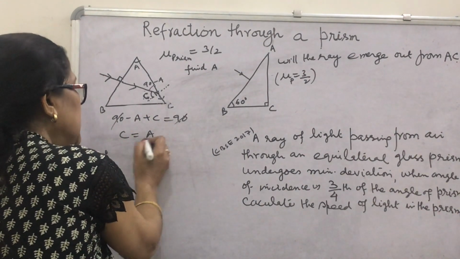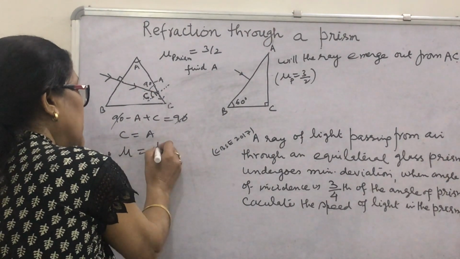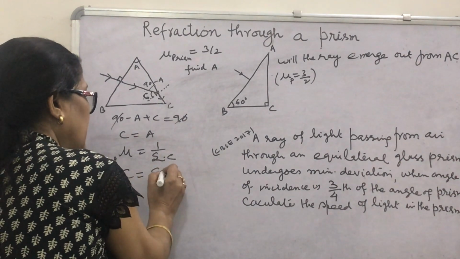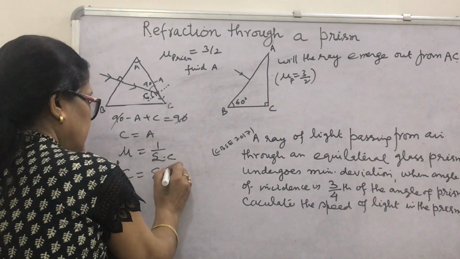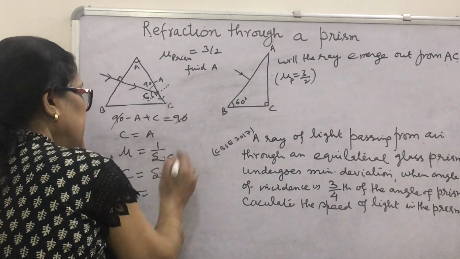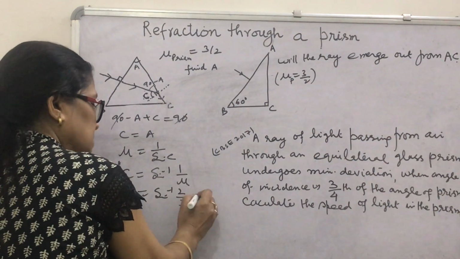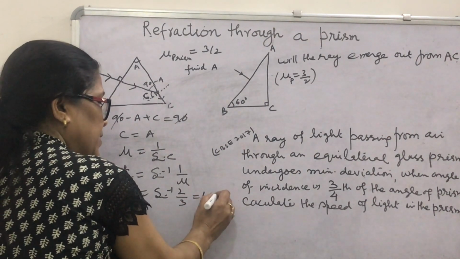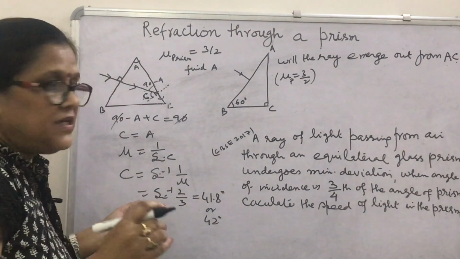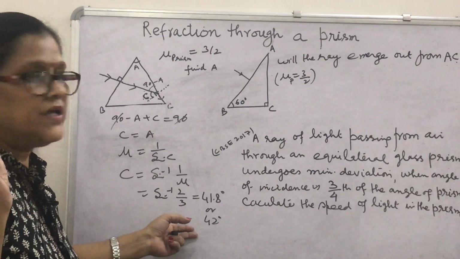If critical angle is equal to A, what relation do you know? Mu equal to 1 upon sine C. So C will be sine inverse of 1 upon mu. Here mu is 3/2, so sine inverse 2/3. And what is this value? 41.8 degree or 42 degree. And you have seen that for the glass-air interface the critical angle is 42 degree.